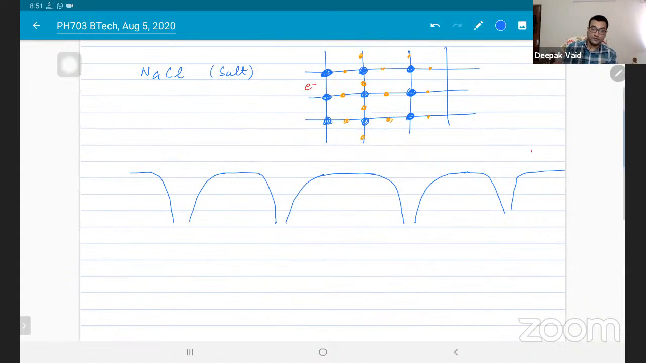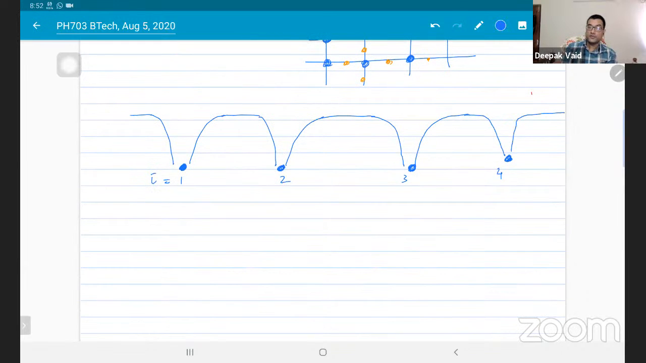Okay, so this is i equal to 1, 2, 3, 4. So these are the lattice size. So you can make an approximation, right? That these are all finite square wells. But the point is that you have some sort of periodic potential.